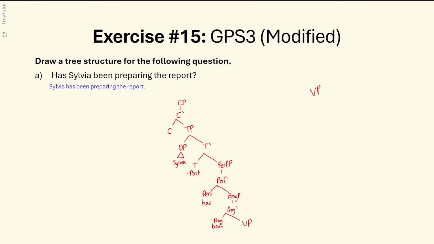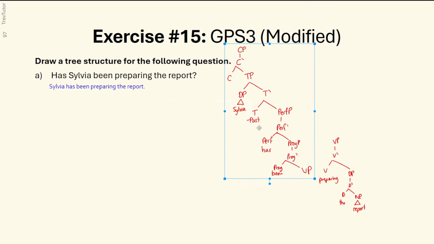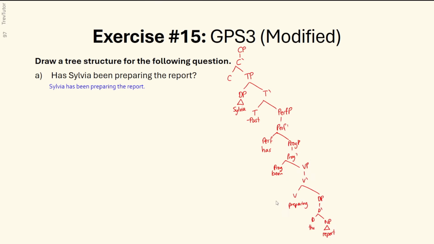So we'll just continue this tree up here, and then we'll have to put it all together at an appropriate size in order to move some stuff. So Sylvia has been, this is going to be just the verb preparing, and it's going to take a DP complement with a D head, meaning the, and it's going to take a noun phrase complement, which would be report. If we put these all together into one tree, we're going to have to downsize things a little bit, which might make it a little bit of a pain to read. But then we can show the whole thing off.